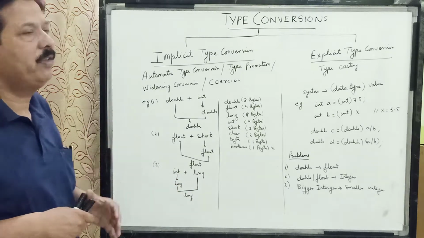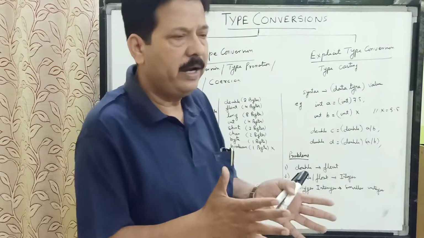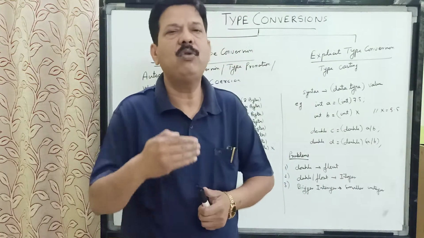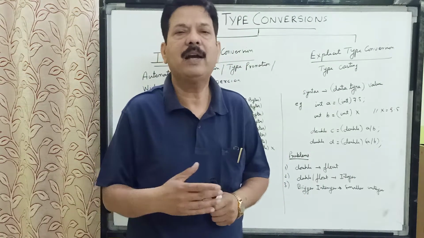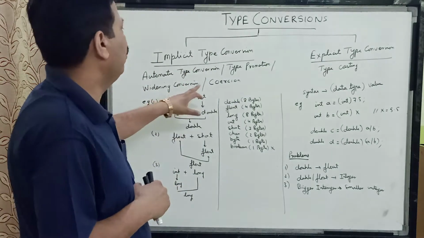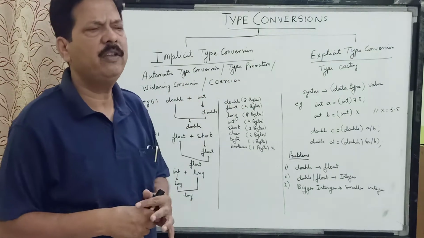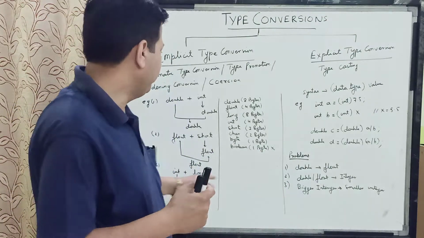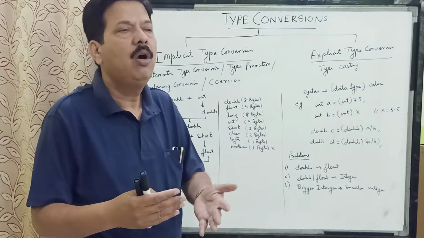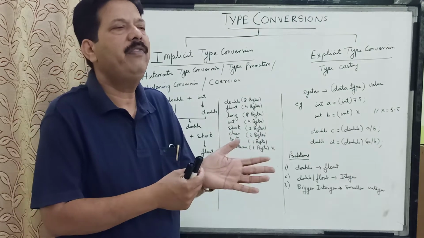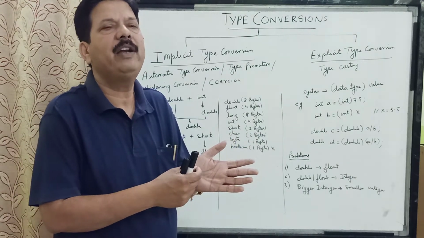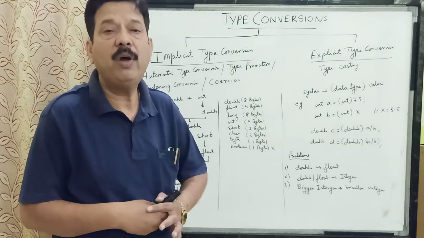So children, in implicit conversion, the shorter or smaller data type is promoted to the higher data type by the compiler. That is why it is also called type promotion, or widening. So there is no loss of data. If an integer data gets converted into float or into long, then say if the integer data is 7, it will get converted into 7.0. So there is no error in it.